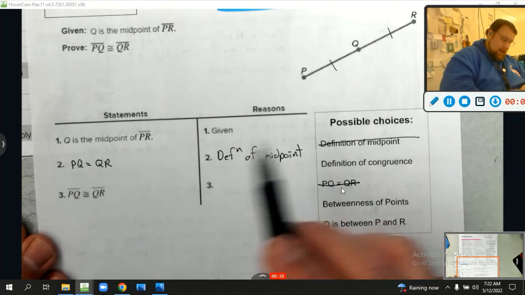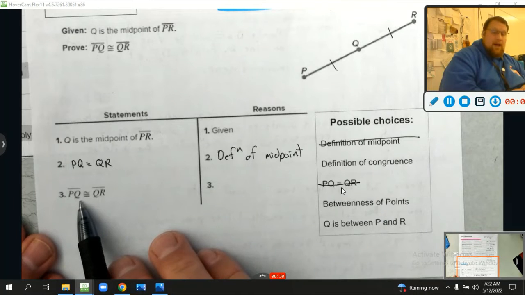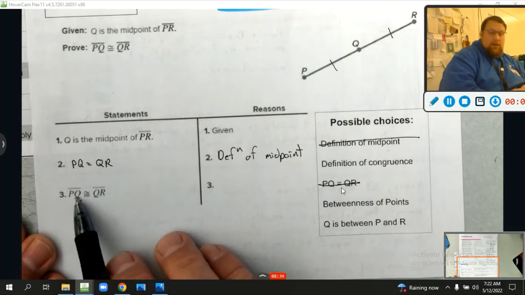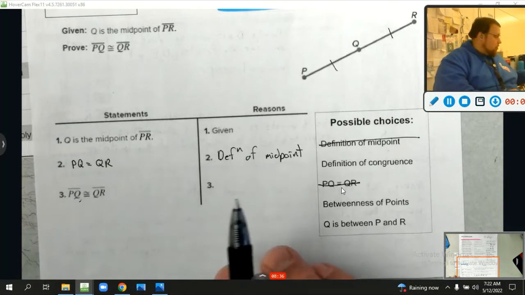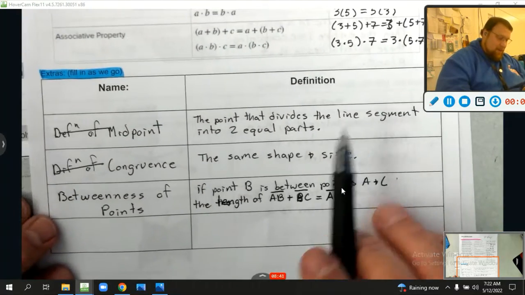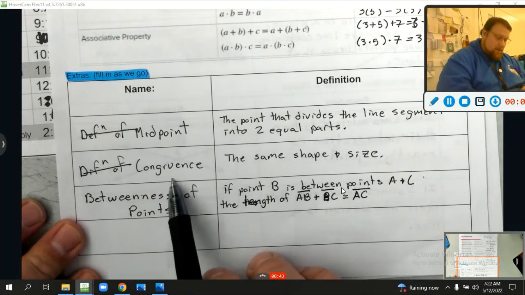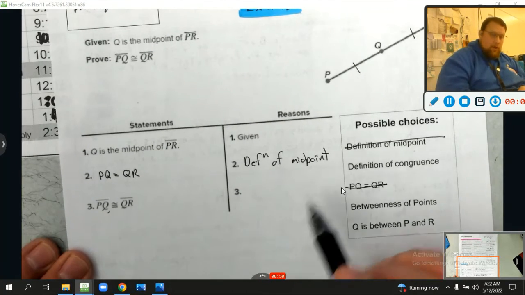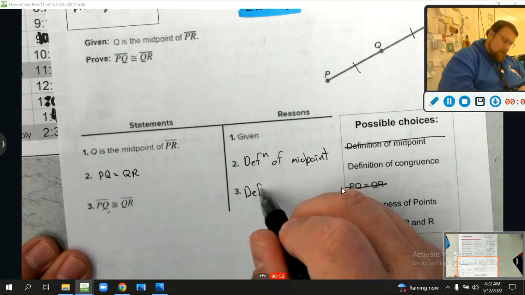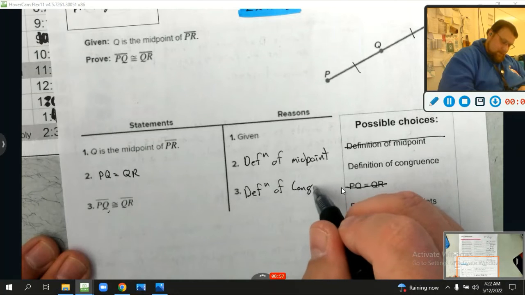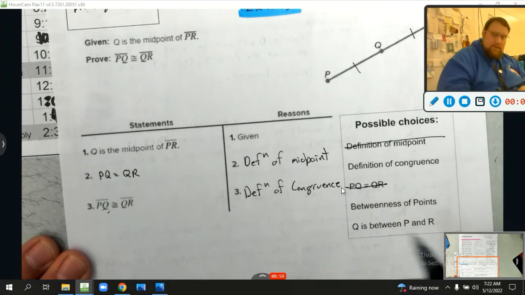And then our last step is our proof. Look at that. It says PQ is congruent to QR. How can we do that? Well, let's go back and look at extras. What does it say about being congruent? It says congruence is the same shape and size. Well, guess what? We just proved they're the same size. Therefore, PQ is congruent to QR. Why? Definition of congruence. Look at that.